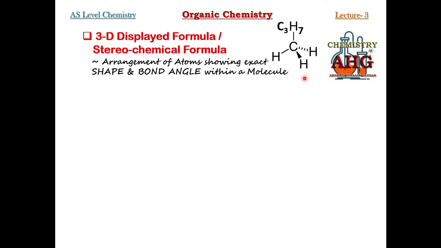One more thing is obvious from this 3D displayed formula. You can see what is the exact shape around the central carbon atom. The exact shape that you can see is tetrahedral, and you can also guess what is the bond angle with respect to any two bonds. The bond angle is 109.5. So whenever you sketch this type of displayed formula, 3D displayed formula, this information becomes obvious while looking at the formula of a given compound.